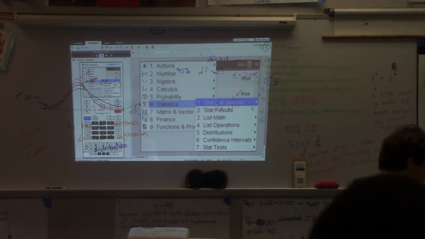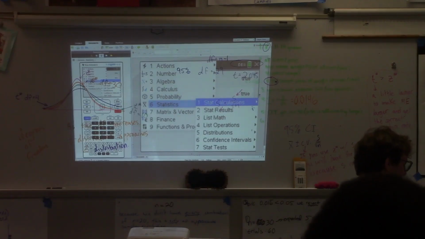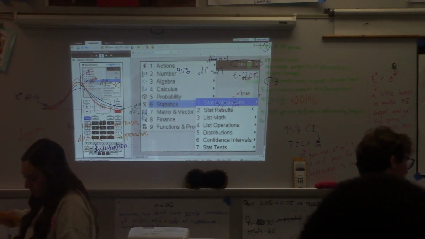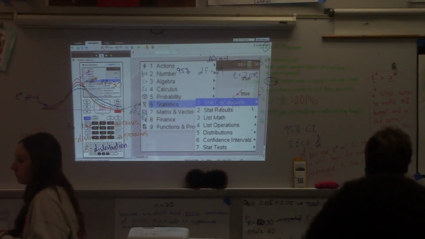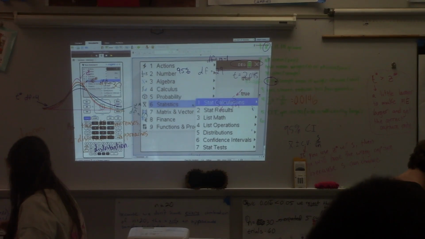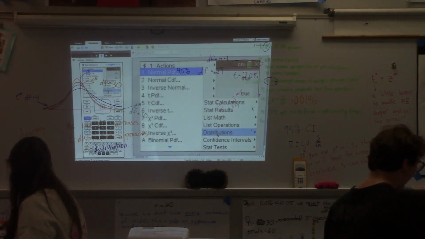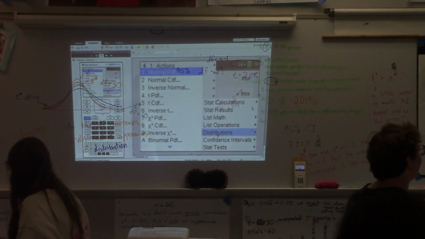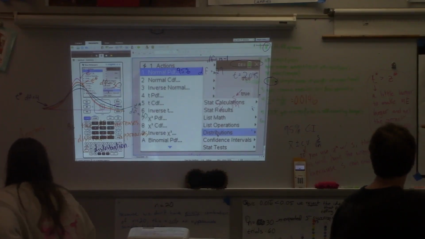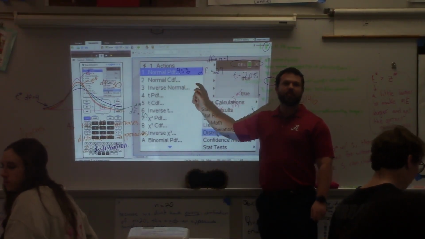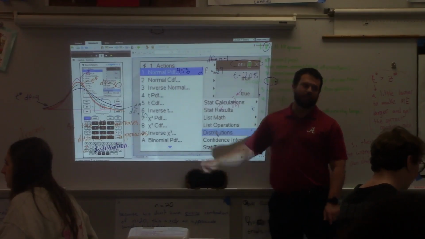So, menu, statistics, and where? No, we just want a T value. We're not doing a whole test, and we're not doing a confidence interval. Go to distributions. Remember, when I wanted Z, didn't I just go to distributions? To get a Z, we took the area and did the inverse normal. To find the T, I'm going to have to do an inverse T. So go to number 6.